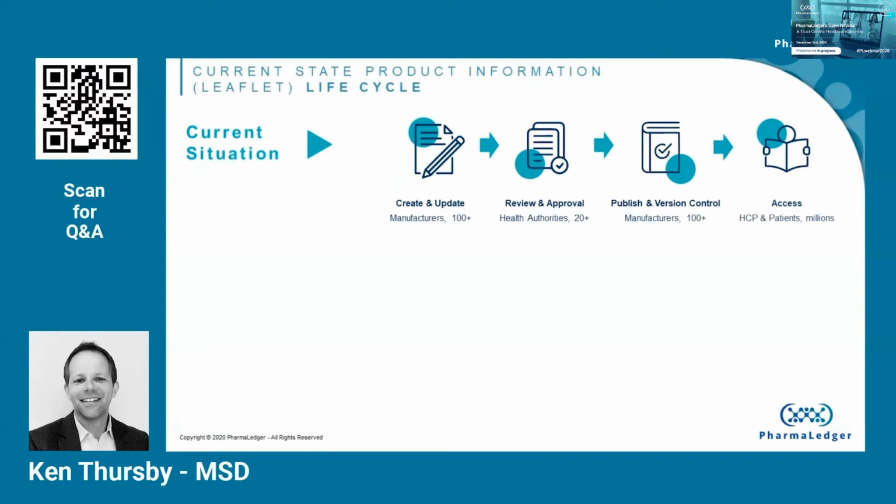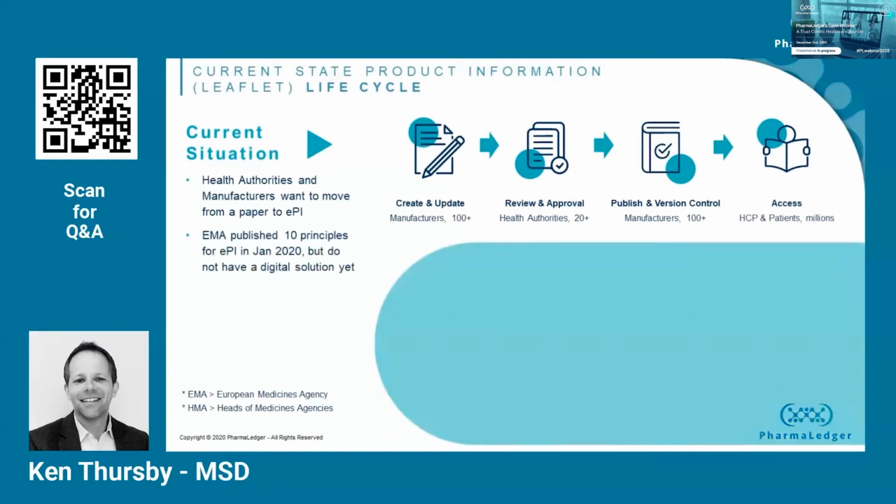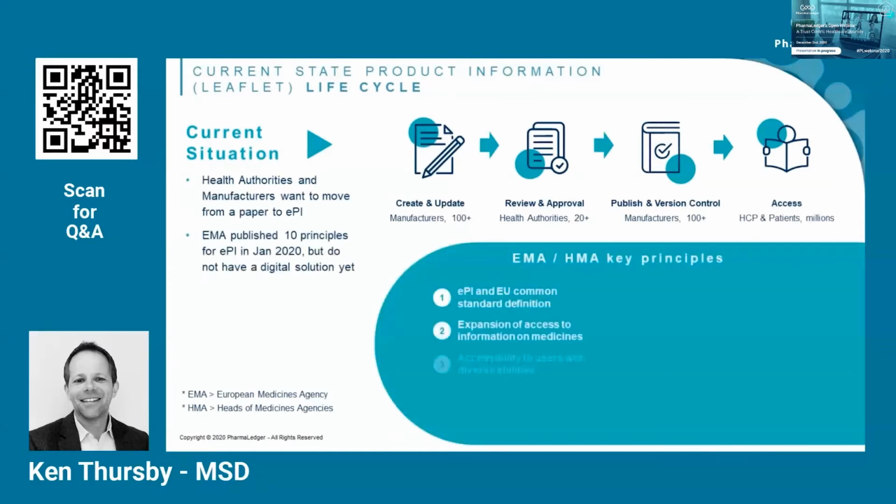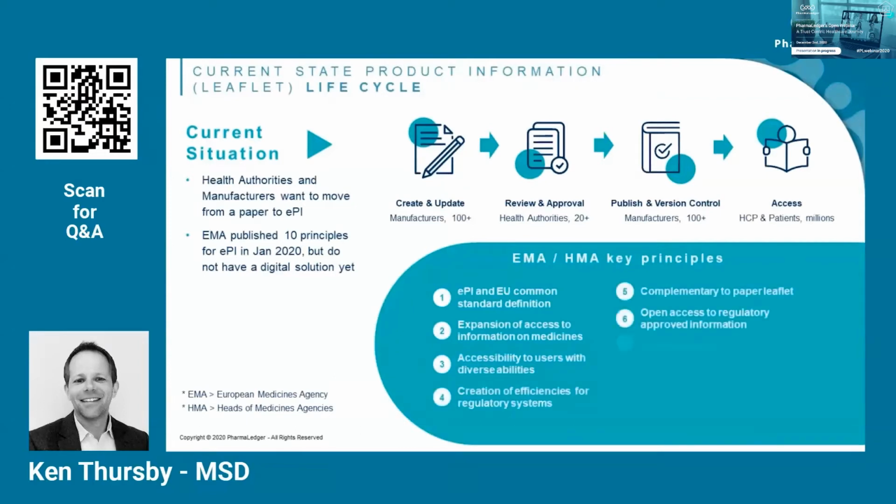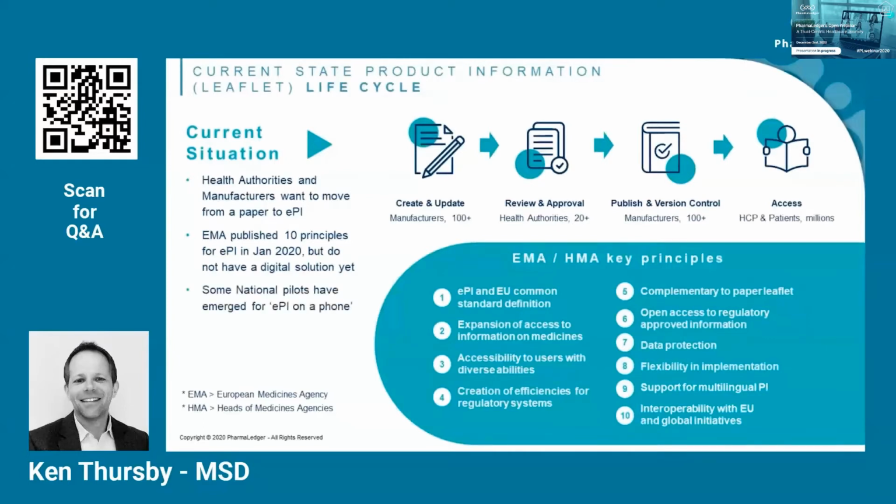The good news is change is happening. Health authorities are opening up to the idea, and leading health authorities want to move from paper to EPI together with manufacturers. The European Medicines Agency have issued guidance to the industry with these 10 principles you can see there on the bottom right. But there's no digital solution yet. We've seen some national pilots. They've emerged, but they typically focus on this back end, the publishing and access piece, putting EPI on a phone. But we see this end-to-end approach across the life cycle being the way to make the change happen and make it stick, where benefits occur to all ecosystem players.